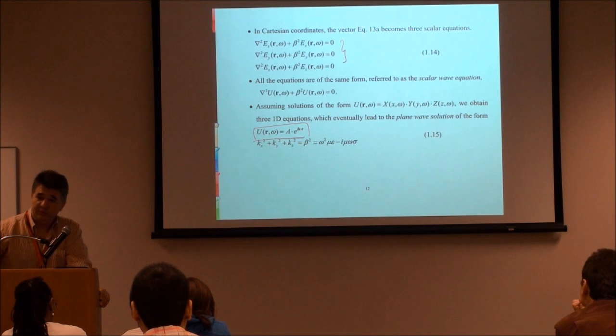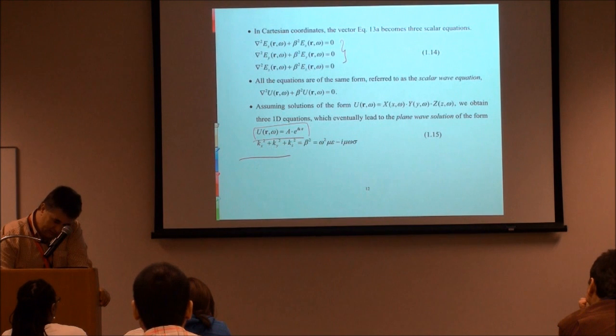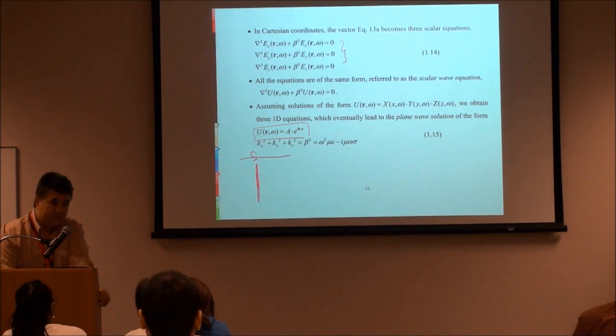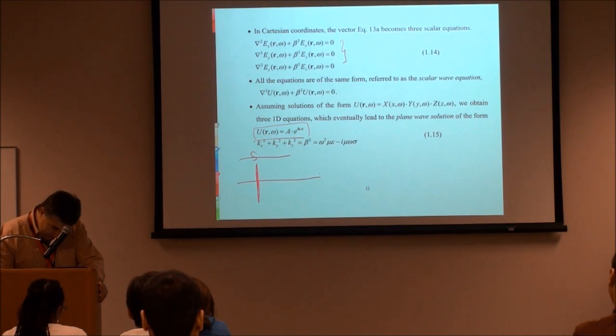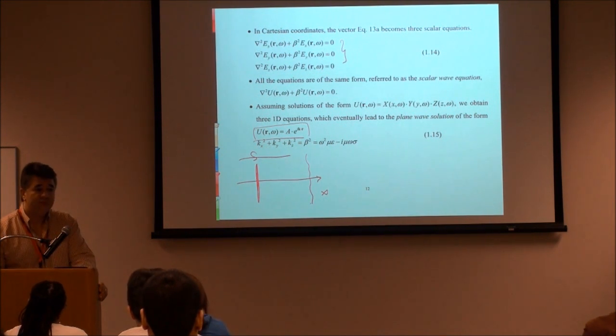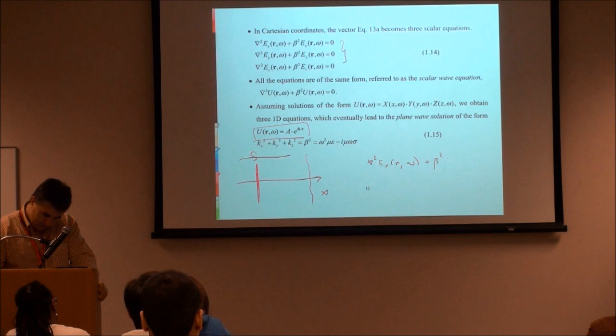So let's solve for the plane wave solution. That means this is the problem: I have, let's say, a source that's infinitely wide at a certain position in X, and I'm trying to find the field far away from that source. How do I solve this? Well, I have my little equation here: the Laplacian of E of R and omega plus beta squared E. Let's say we're in vacuum, so this is beta naught. There is no R or omega in it.